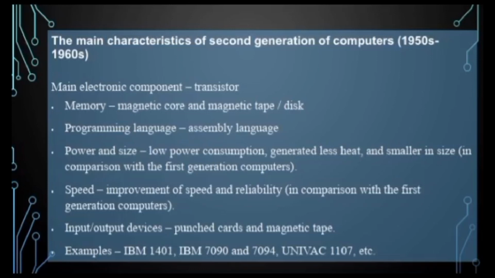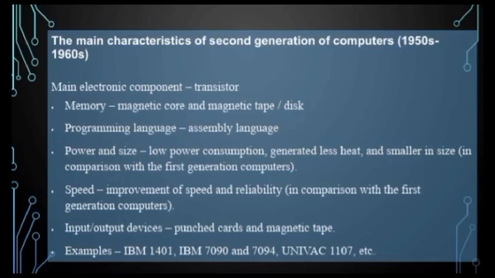Programming language: assembly language. Assembly language made programming easier. It already used abbreviations instead of binary codes. So in second generation computers, power and size have already improved. It has low power consumption, generated less heat, and is smaller in size compared to first generation computers. Speed: improvement of speed and reliability.